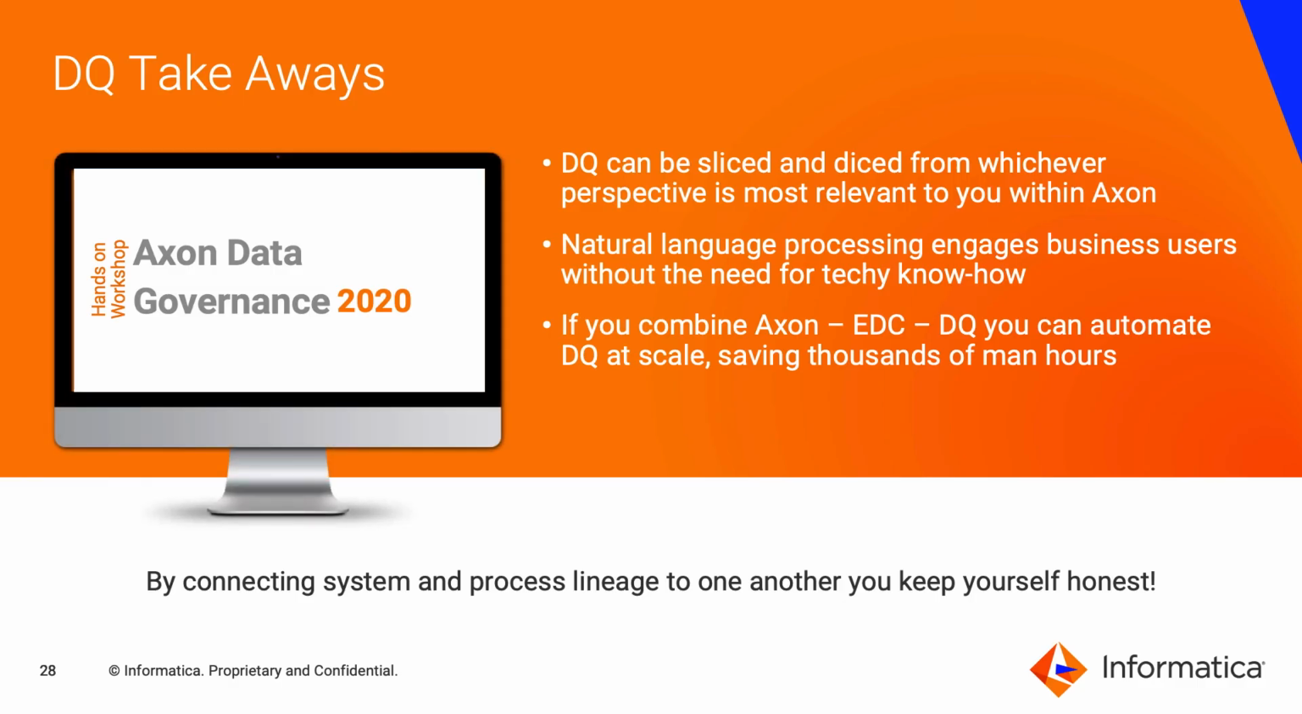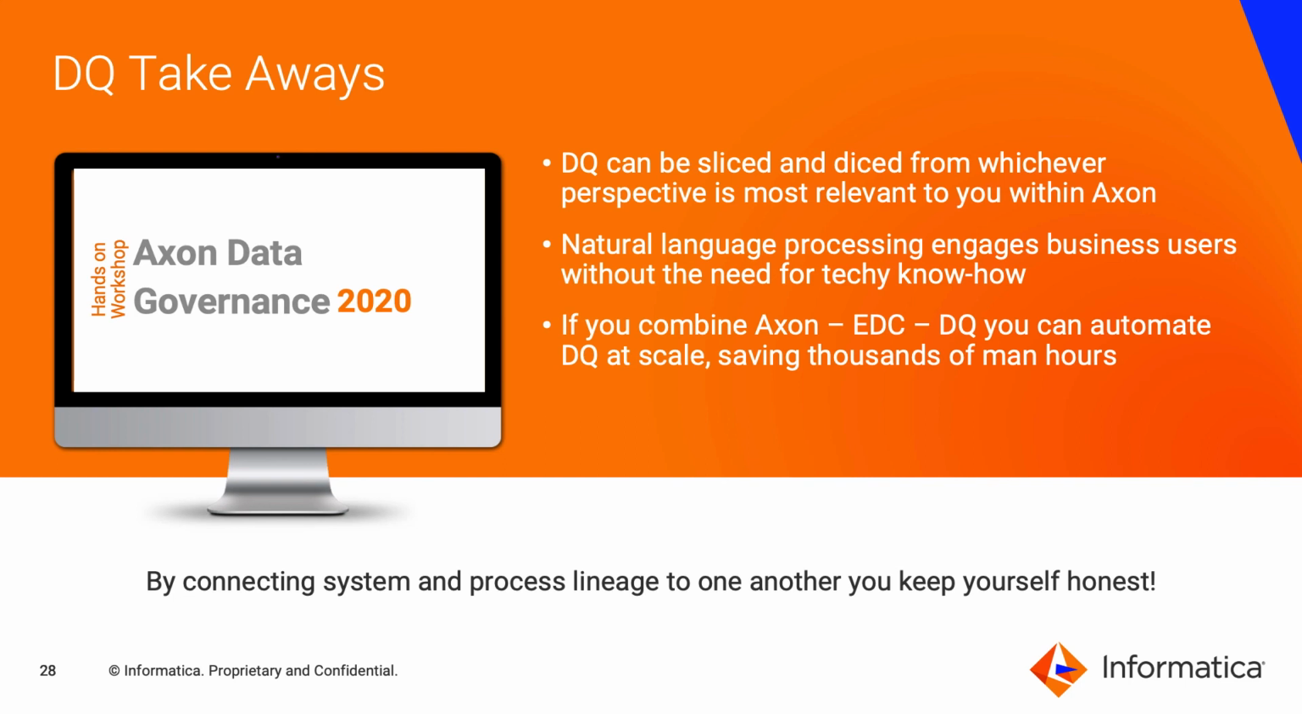All in all, data quality in Axon is a really powerful tool because it can be sliced and diced to whatever perspective is most relevant to you, whether that be an overview in a dashboard about a particular concept or system, whether it be data quality overlaid on a lineage map, or in the context of a process. We are actually giving the end users exactly what they need, whatever that may be, which is taking the data quality results and putting them into the context in which they're useful.